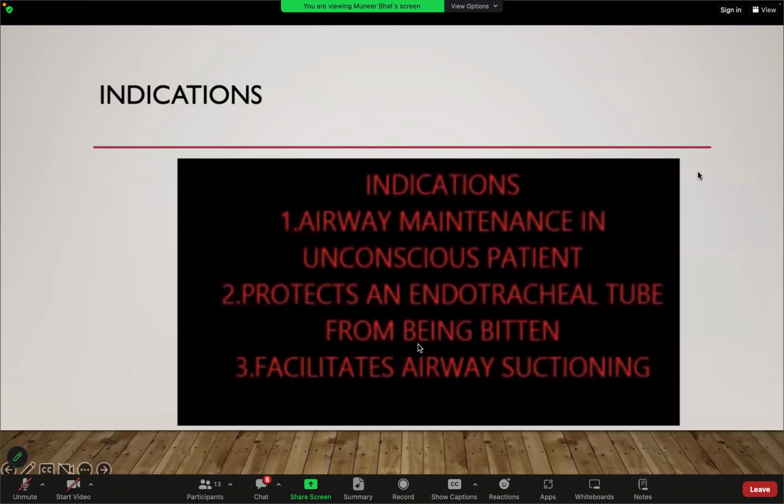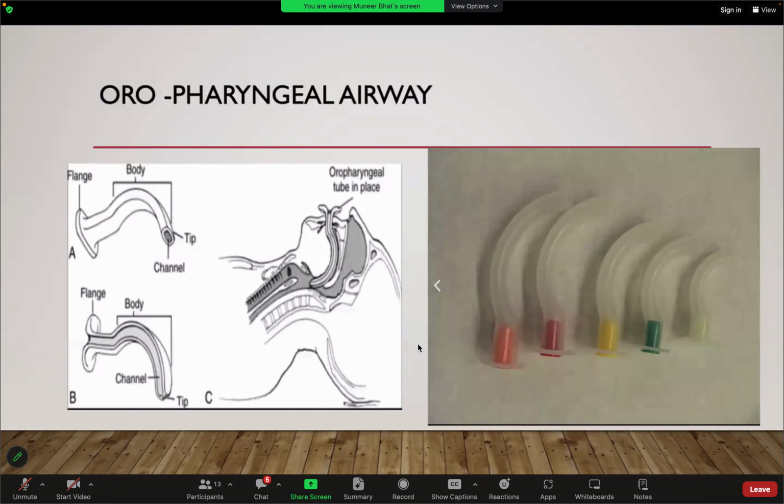Now, indications for putting this: airway maintenance in unconscious patients, protecting an endotracheal tube from being bitten, and facilitating airway suctioning. These are the indications, like preventing the endotracheal tube from being bitten by the patient or facilitating airway suctioning. A question from this topic: you might be given a picture of this and asked, what is this? So just remember this is the oropharyngeal airway.